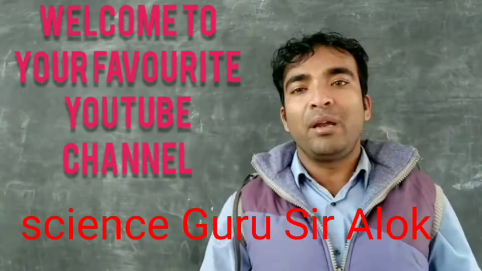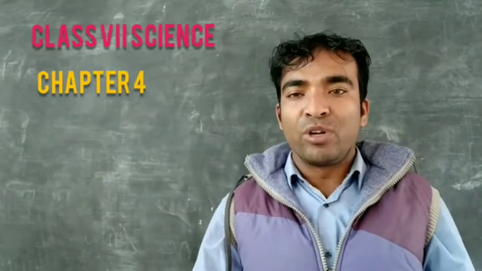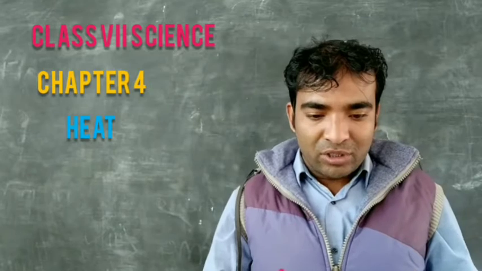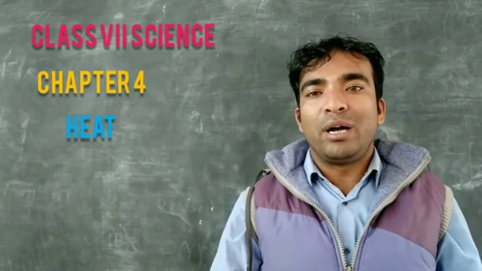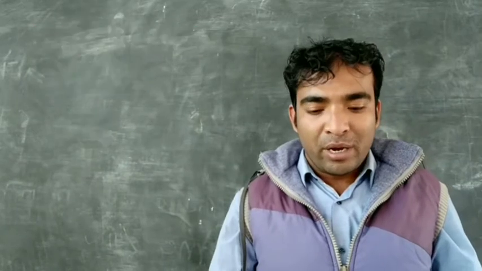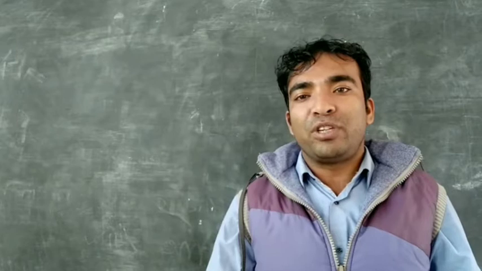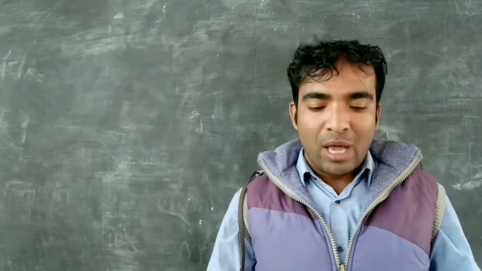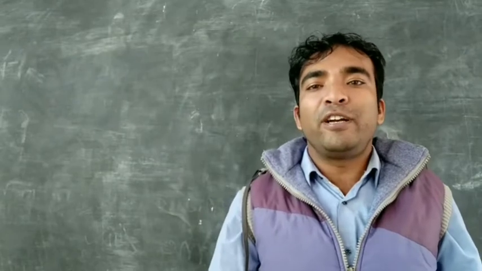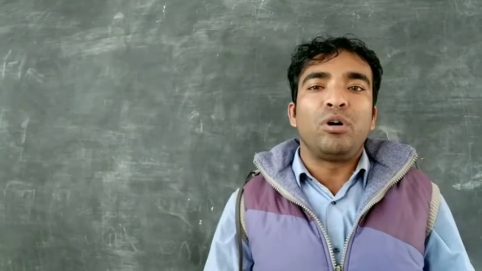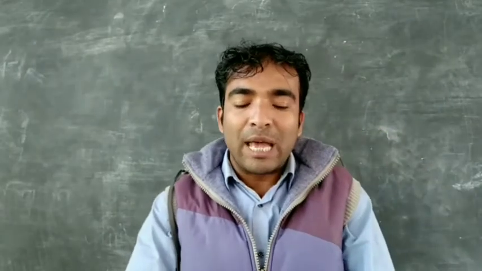And today I am here with a new chapter from class 7 science, that is chapter 4, heat. So dear children, in this video we will read and learn about the temperature, the hotness of the object, the different types of thermometer, and also the structure of the thermometer and the different modes of transfer of heat. So first of all, we'll discuss the heat.